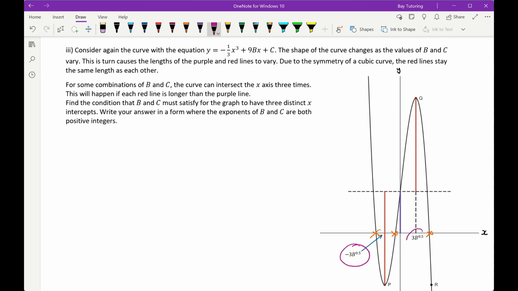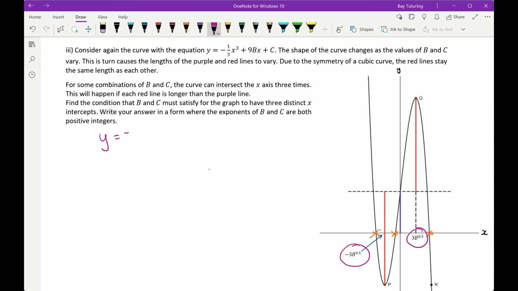these values here. So these are the x coordinates of the turning points. We've got one at -3b to the power of 0.5 and one at positive 3b to the power of 0.5, which you might remember from part 2 of question C that we just did. So we know what x is at those points, so we can substitute those into the equation. And let's see what happens if we do that.